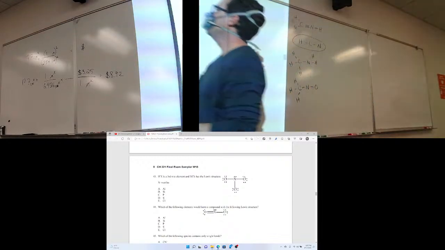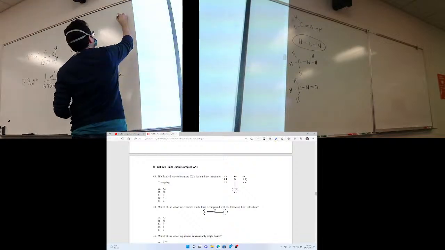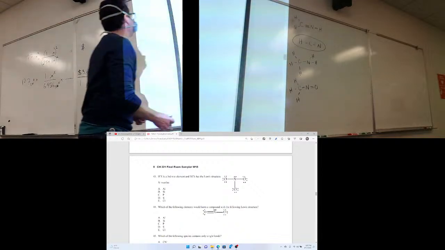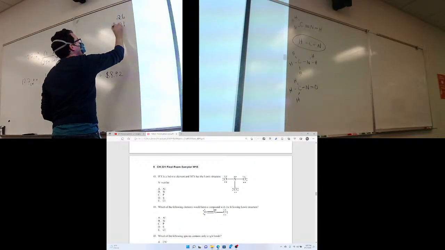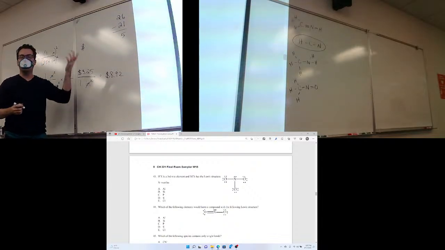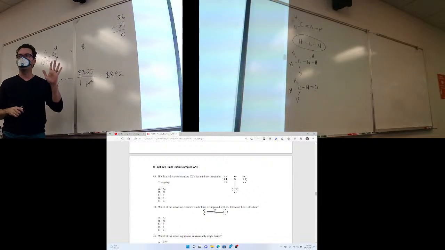So count them up. 2, 4, 6, 8, 10, 12, 14, 16, 18, 20, 22, 24, 26 total. So this thing has 26 total. And I know for a fact that 7 came from this chlorine, 7 from this, and 7 from this. So that's 21 electrons from the chlorine. There's 5 left. So those 5 must have come from that unknown element. And the only thing that could be is phosphorus. Phosphorus has 5 valence electrons.